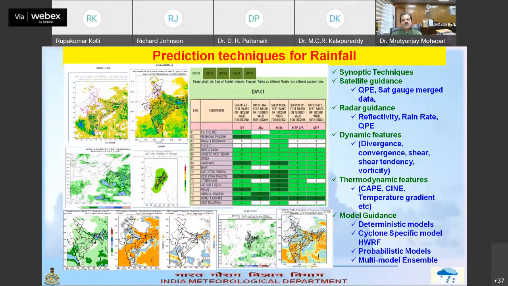Then we went for predicting the rainfall. A lot of information has been developed recently by dynamical statistical modeling, ensemble modeling, and also the multimodel ensemble scheme of the Ministry of Earth Sciences involving IMD, IITM, and the National Centre for Medium Range Weather Forecasting. All these are being utilized to have a realistic forecast and hence the guidance for the impact.